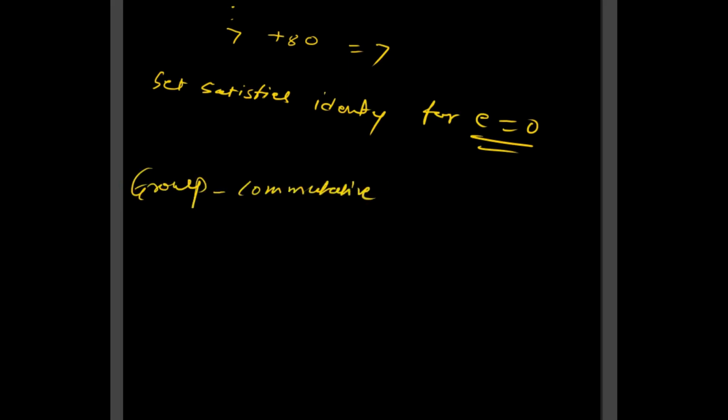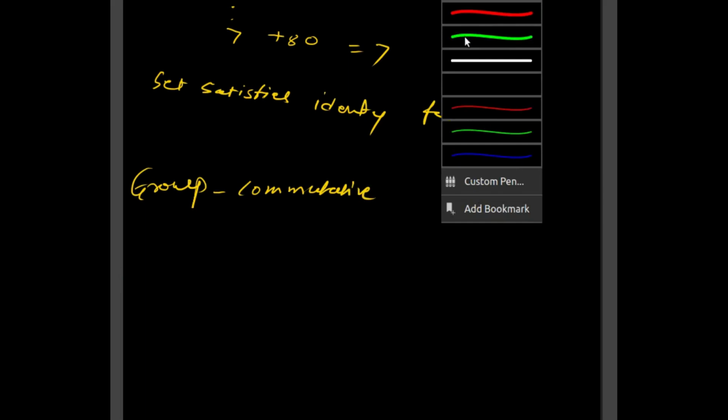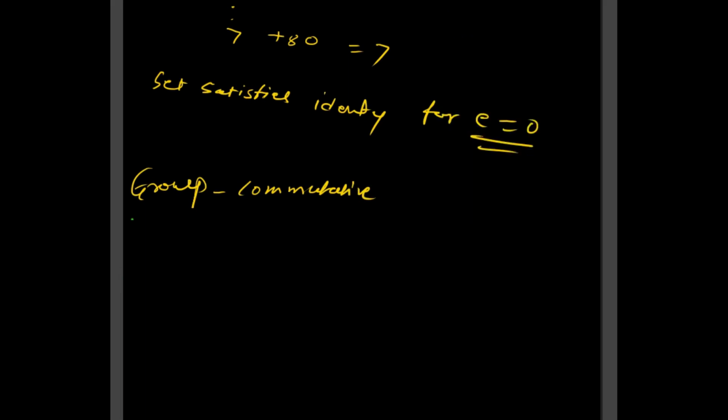Okay, for testing a commutative property, what does the commutative property say? Sorry, not the commutative property. A group is a group that satisfies which property? The inverse property. So what does the inverse property say? A star A inverse equals E.